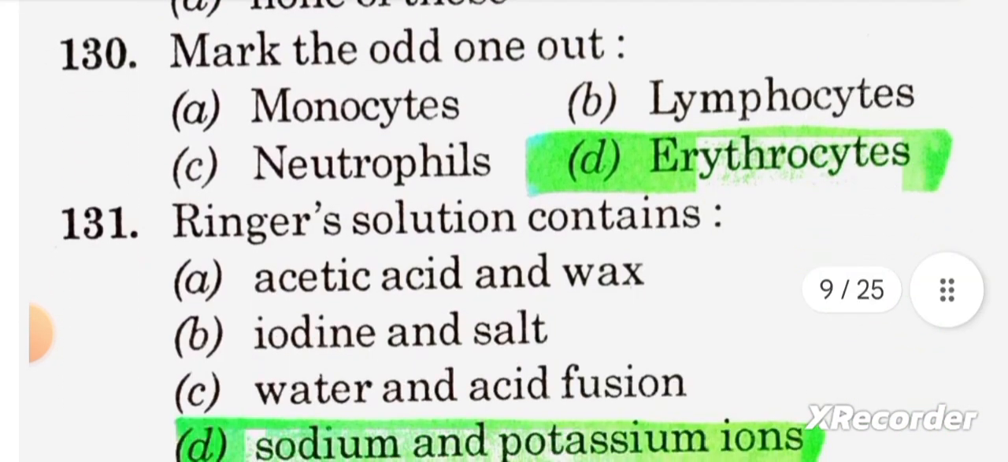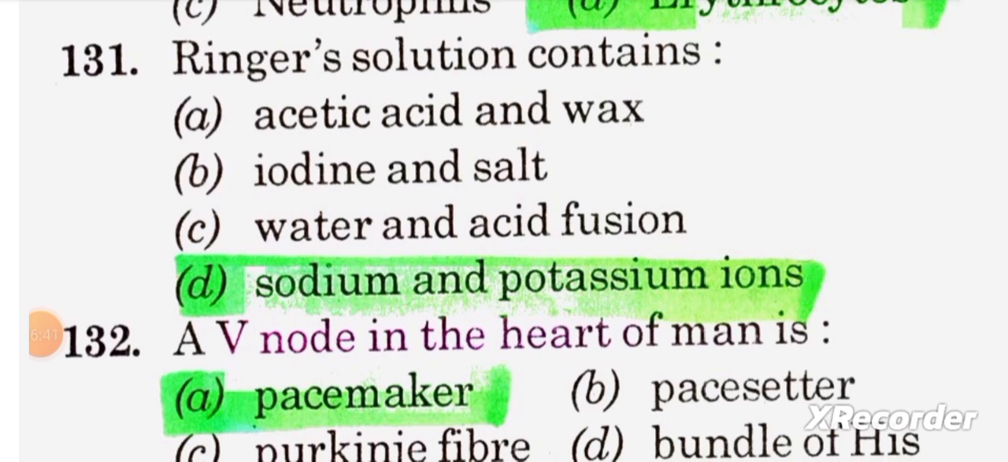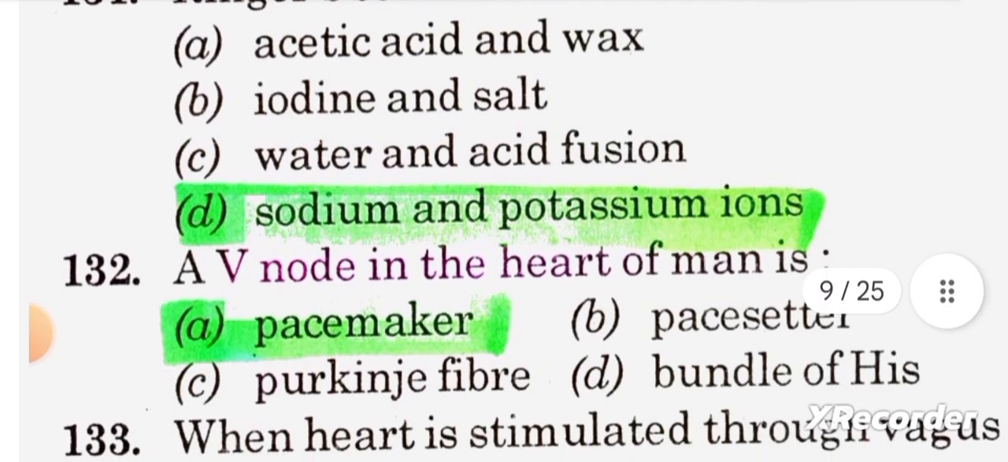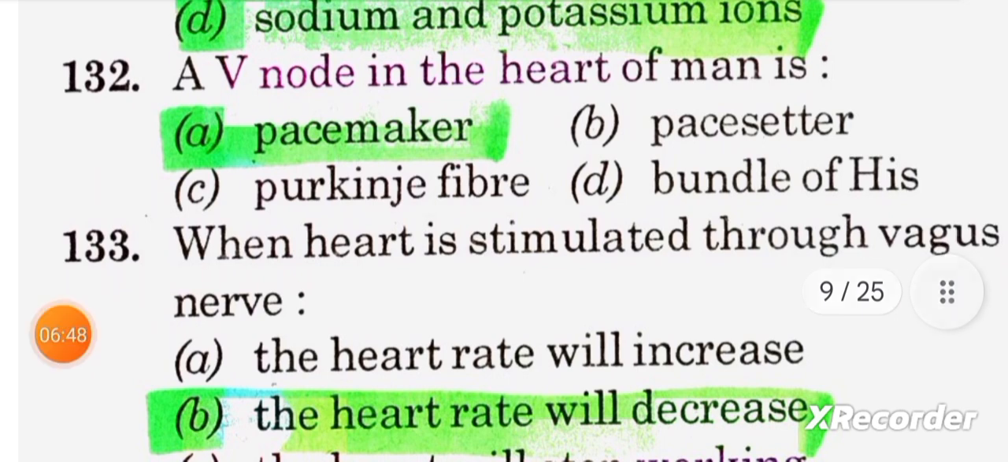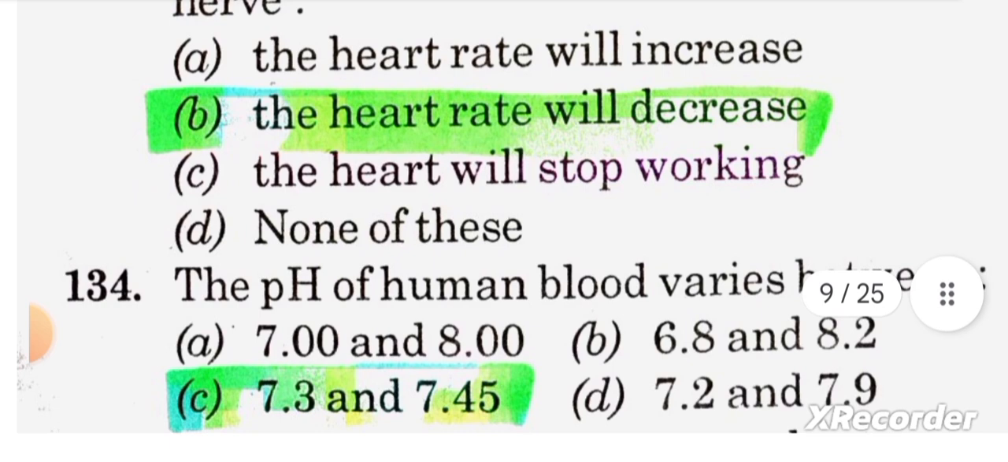Next, 130. Mark the odd one out. Answer D, erythrocytes. Next, 131. Ringer's solution contains answer D, sodium and potassium ions. Next, 132. AV node in the heart of man is answer A, pacemaker. 133. When heart is stimulated through vagus nerve. Answer B, the heart rate will decrease. 134. pH of human blood varies between answer C, 7.3 and 7.45.